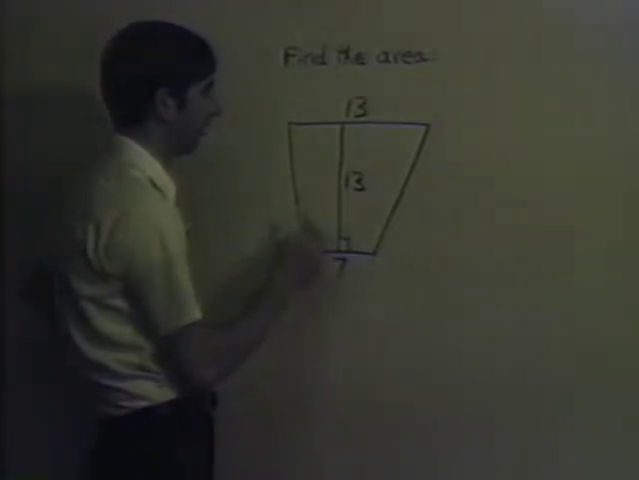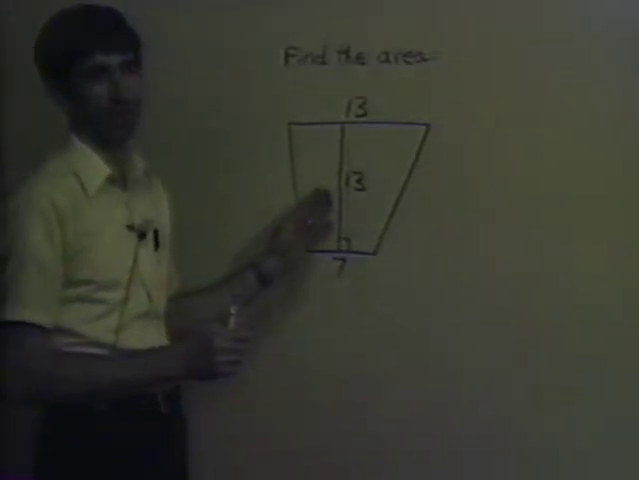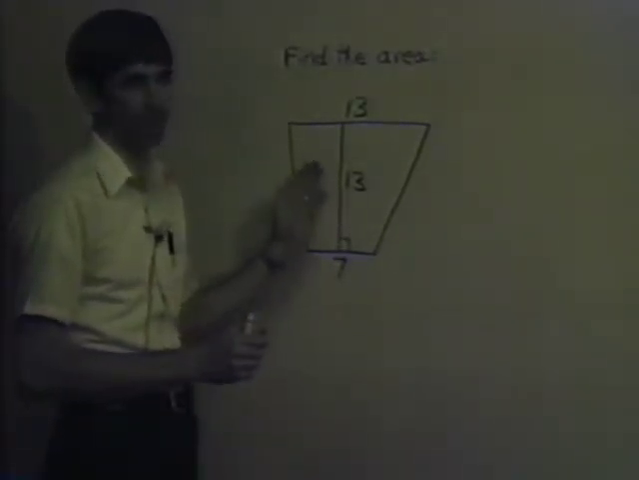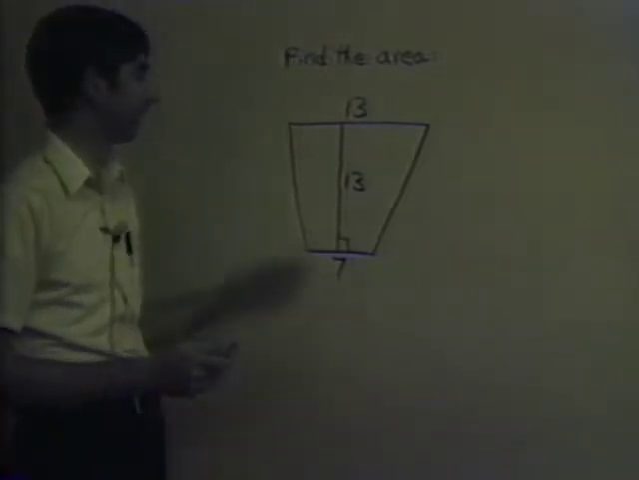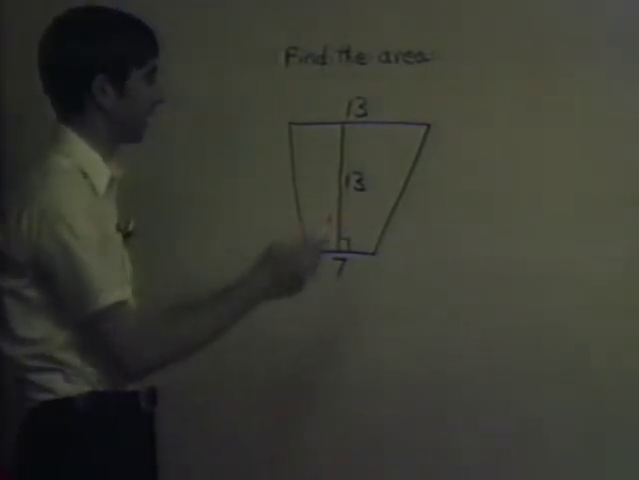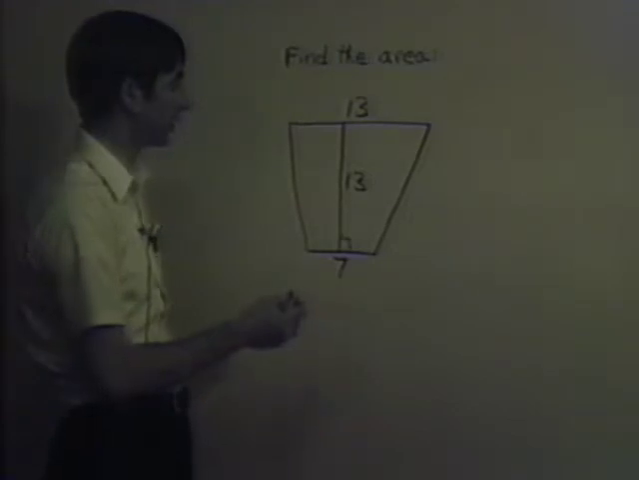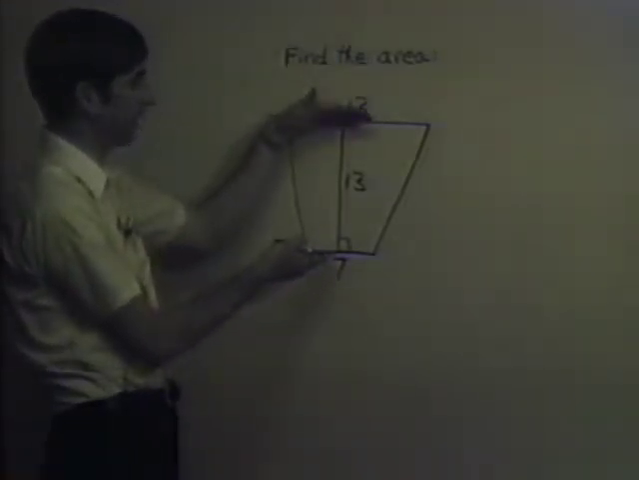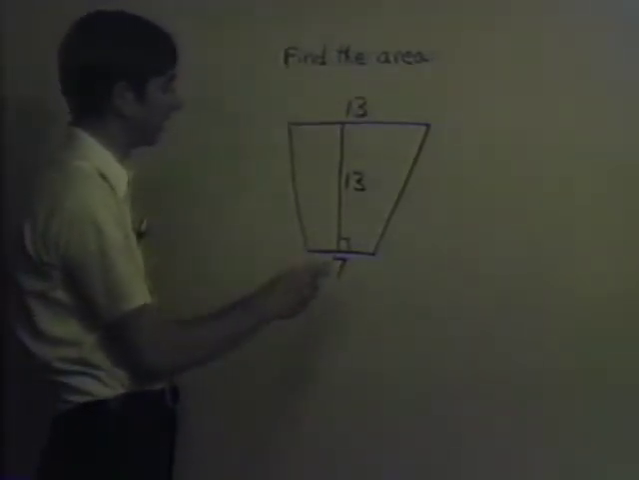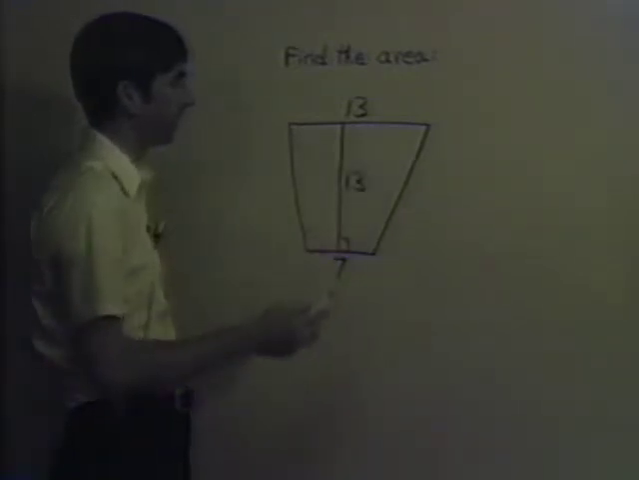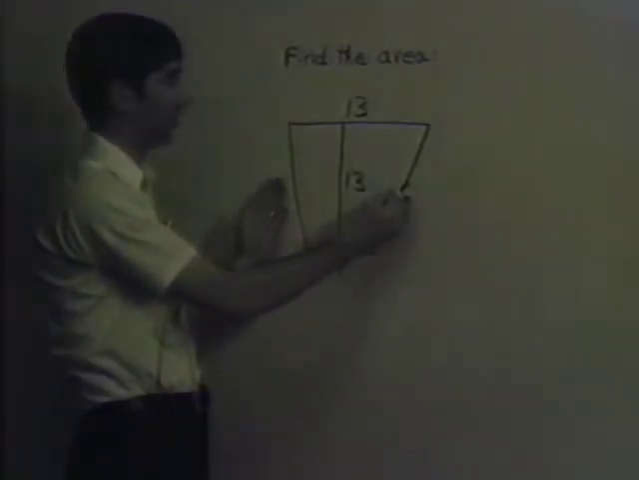First of all, one of the key things before you find the area is to recognize what kind of a figure we have. And this one is a trapezoid. The definition of a trapezoid is a four-sided figure that has one pair of parallel sides. So you can see in this case, the top and the bottom are parallel to each other. These two sides are not parallel.